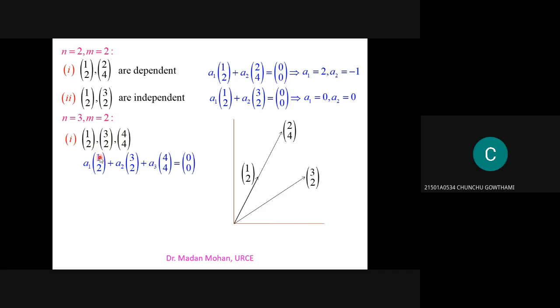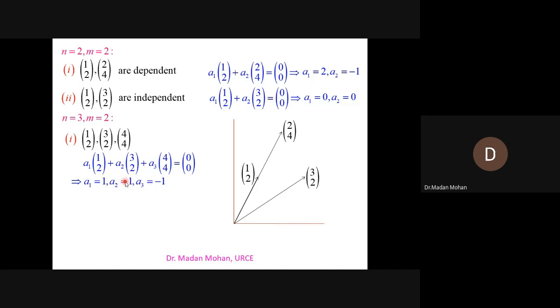Minus 1, minus 1, 1. A1 value minus 1. A2 value? Minus 1. What about A3 then? 1. Very good. Nice observation. Minus 1, minus 1, plus 1. So you can find non-zero values, or you can give 1, 1, minus 1. I'm giving 1, 1, minus 1, the same as minus 1.